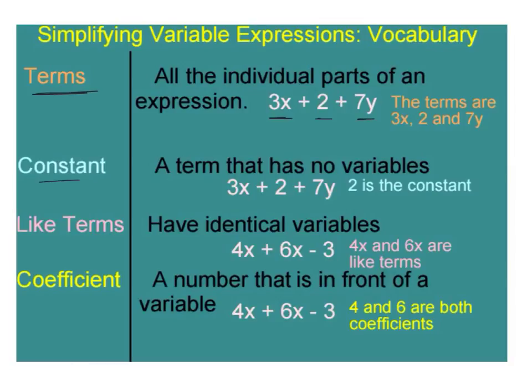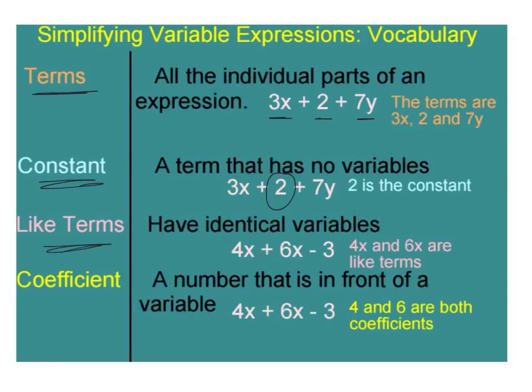A constant is a number that never changes. So in this expression, 2 is a constant. That number is not going to change. The x will change because we'll put something in its place. The y could change. We will put something in its place. So they're not constants. A number by itself with no variables is a constant.